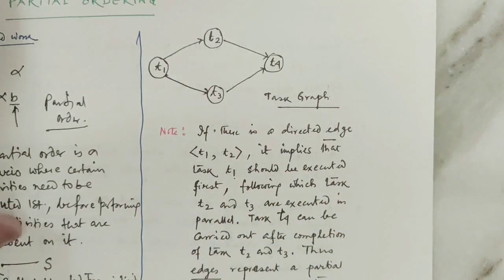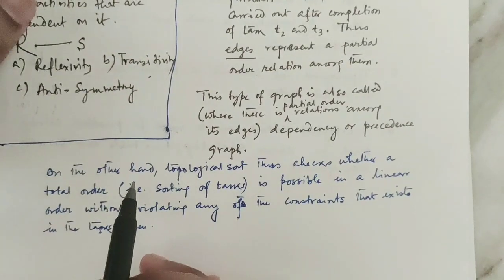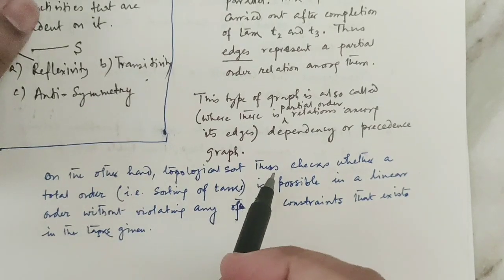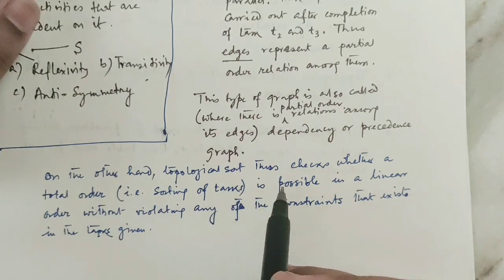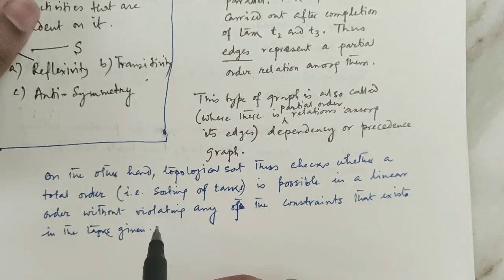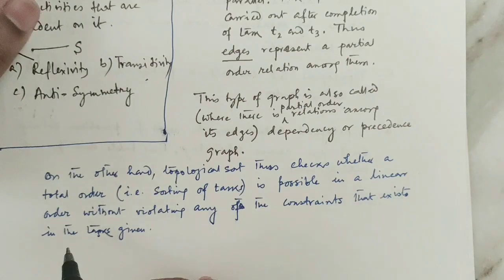Fine. On the other hand, we can say that the topological sort thus checks whether a total order, that is the sorting of tasks, is possible in a linear order without violating any of the constraints that exist in the task given.